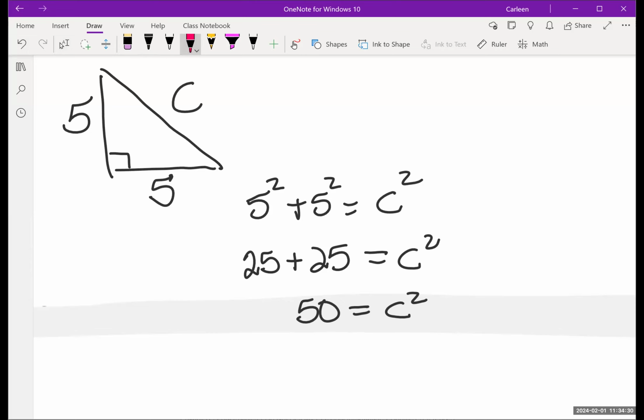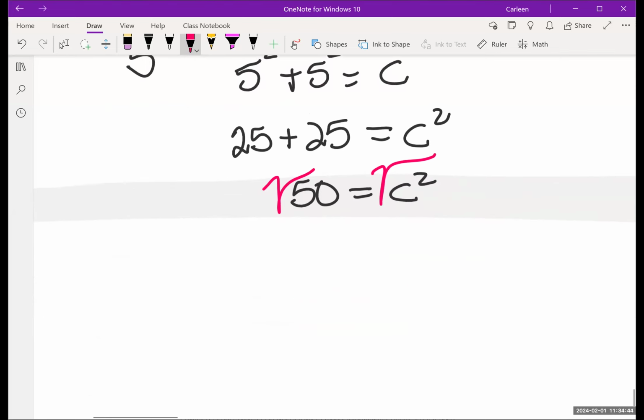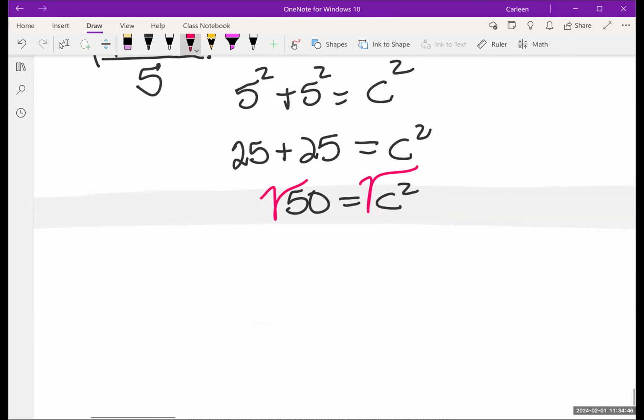Now, the opposite of squaring is square root. You are so tempted to cut that in half. We're not going to cut it in half. Yeah, you with me so far? Square root cancels with the squared. Bing, C pops out. I need to simplify the square root of 50. How do I simplify the square root of 50?